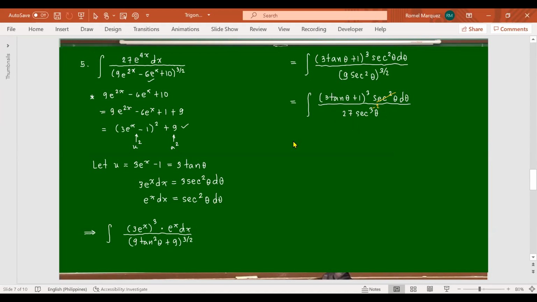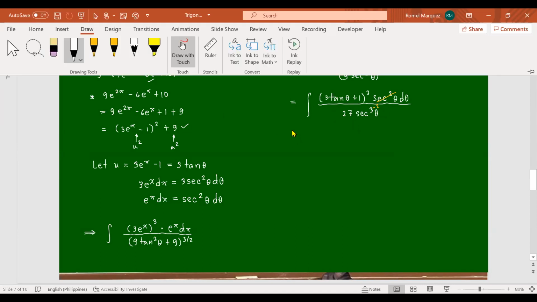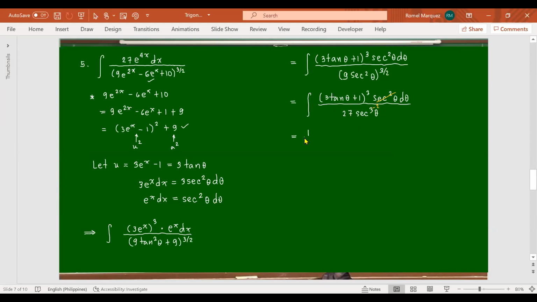1 over 27 integral of (3 tangent theta plus 1) raised to 3 over, what is the remaining here? Secant theta, d theta. Okay? So how are we going to evaluate this integral?